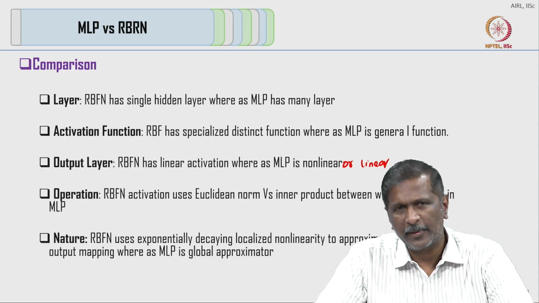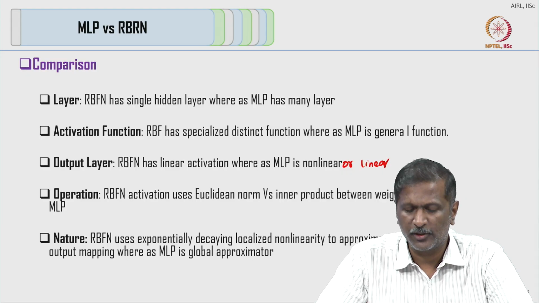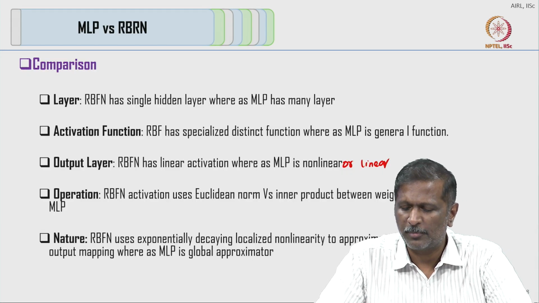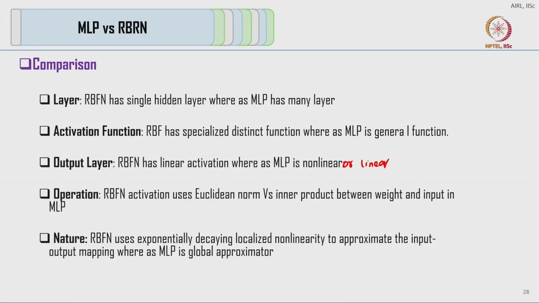If I look at the operation aspect of it, the radial basis function network activation uses the Euclidean norm, whereas the multilayer perceptron uses the inner product between the weight and the input, right? That is a key. If you look at the nature, RBF is used for exponentially decaying localized nonlinearity to approximate the input-output mapping, whereas MLP is a global approximator. That is a point you need to understand.